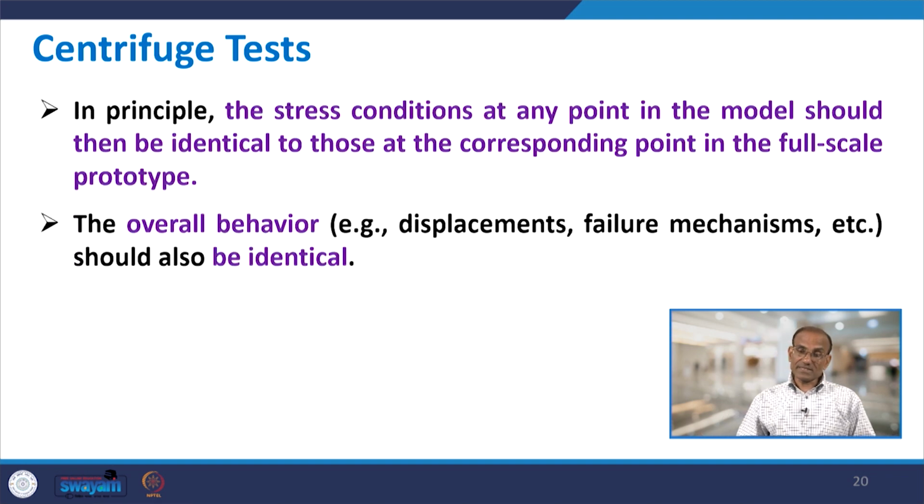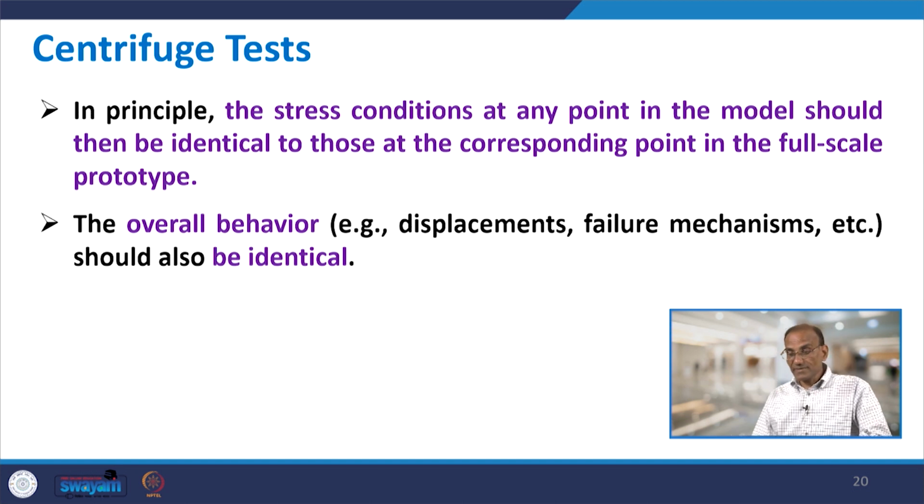In principle, the stress conditions at any point in the model should then be identical to those at the corresponding point in the full scale prototype. So, if you prepare a model which is 1 by n times of the prototype and you rotate the centrifuge at a speed n times of g, then the stress condition in the model and prototype remains the same. That is an important issue related to centrifuge.